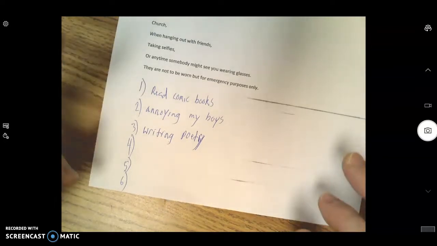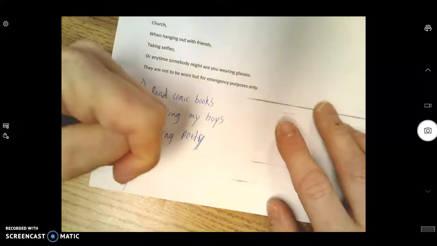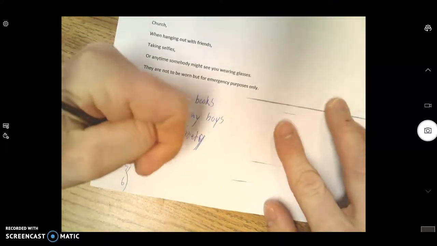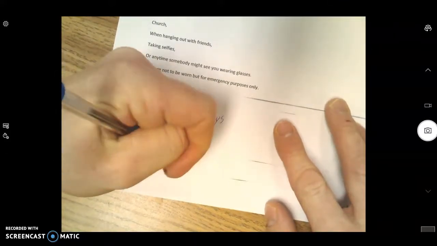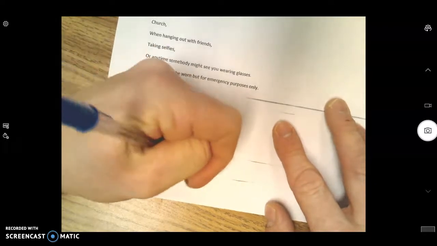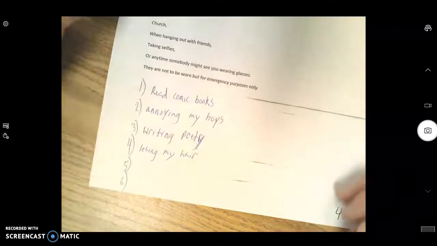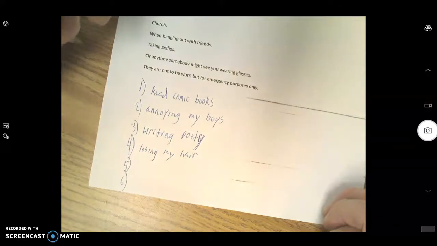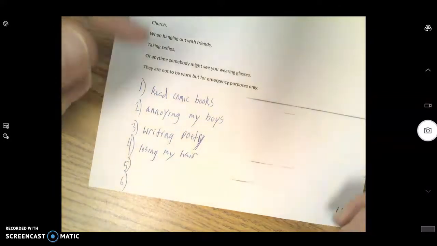All right, so I'm good at writing poetry. Let's see. I'm good at losing my hair. Because I'm losing my hair. Wah, wah, wah. But guess what's going to happen to all y'all? Yep, struggle's real.